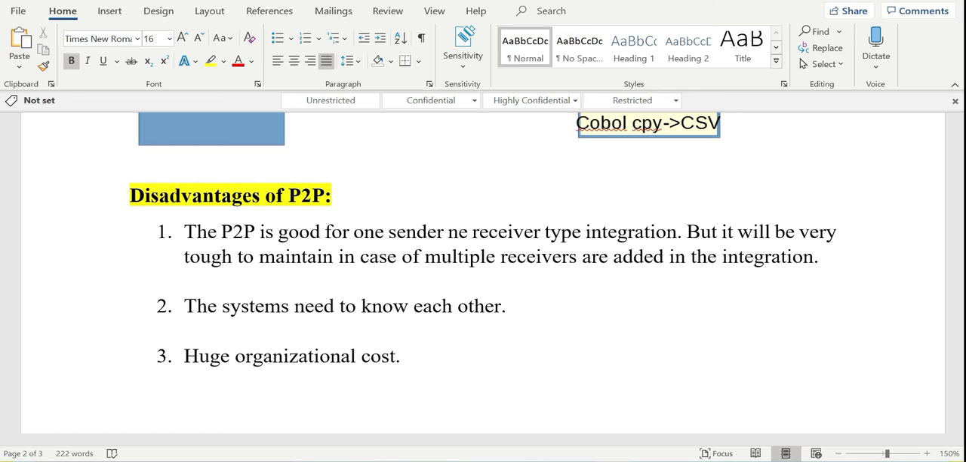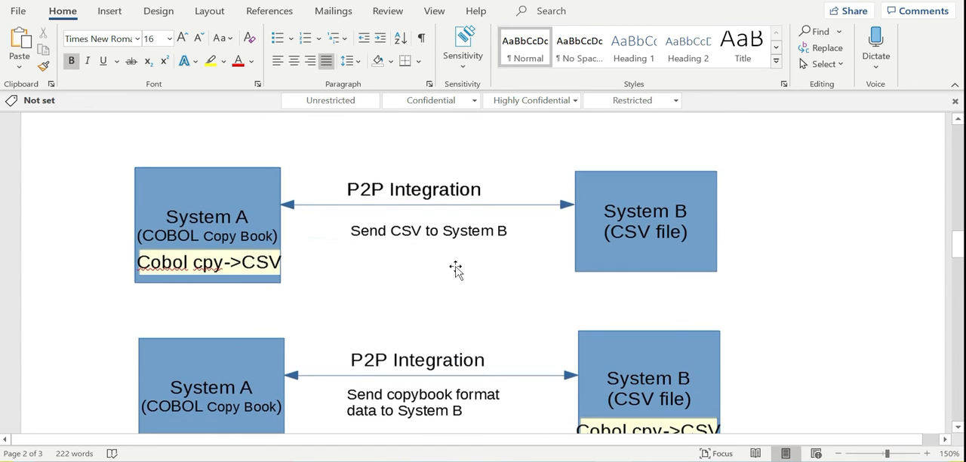So the point-to-point P2P is good for one sender and one receiver type integration, but it will be very tough to maintain in case of multiple receivers. Suppose I have another system, suppose system C, that will be talking to system A along with system B.